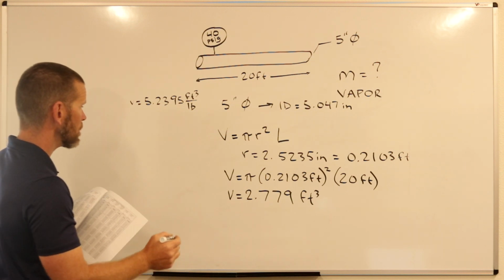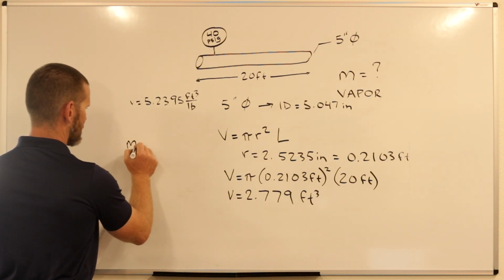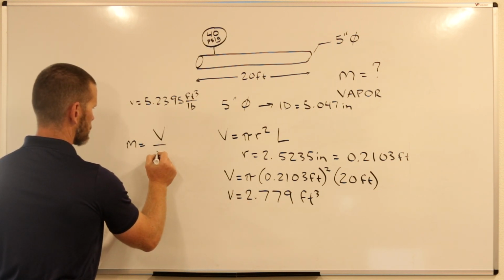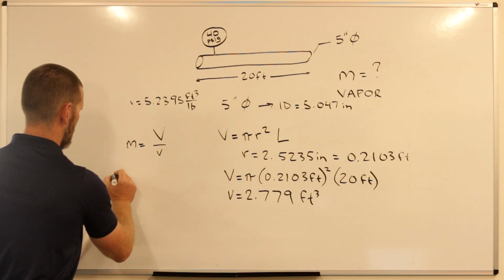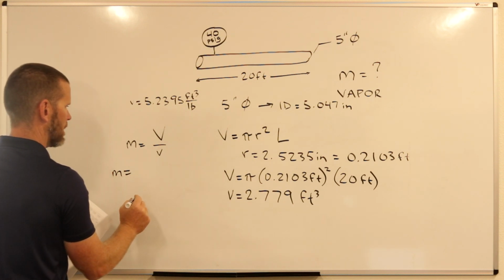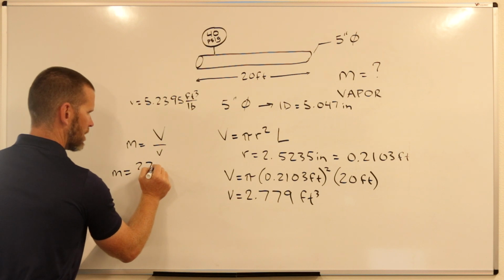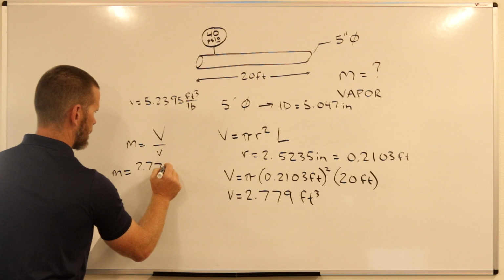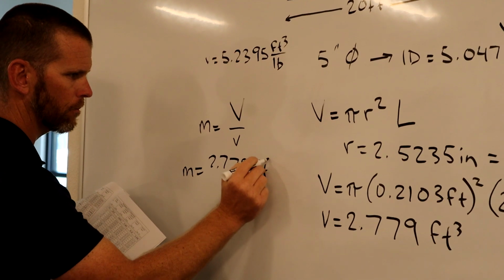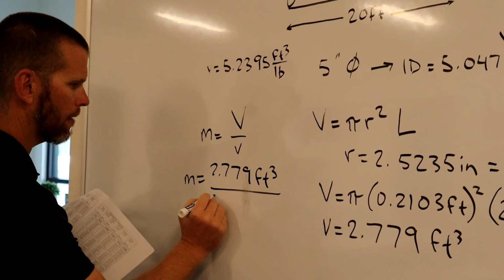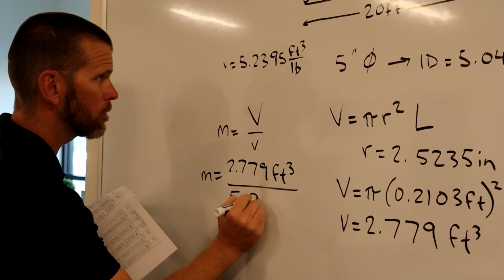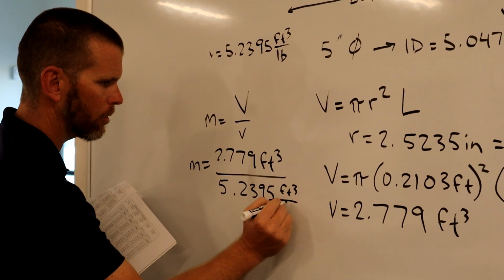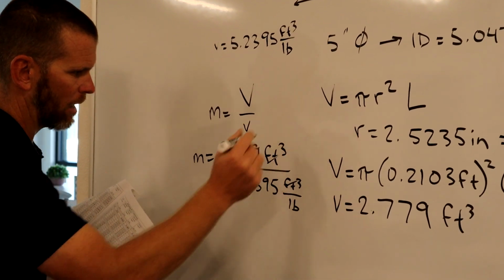Now to calculate our mass, I'm going to say mass equals our big volume divided by our specific volume. So let's plug those in. Mass equals 2.779 cubic feet divided by 5.2395 cubic feet per pound. Cubic feet will cancel, pounds will go on top.